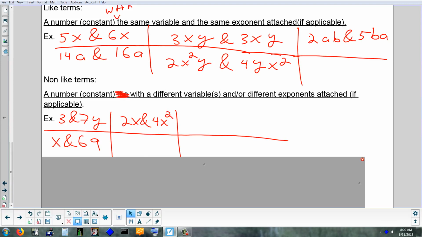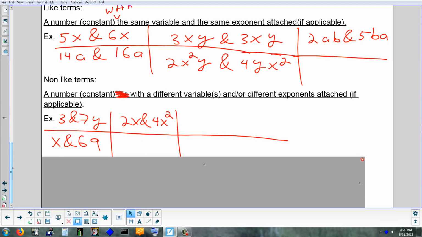I think that pretty much covers it. Okay, so anytime you want to add or subtract, you have to have like terms. Multiplying, that's different. We don't get to that. Dividing, we do that, but much later. So again, when you're combining like terms, you do nothing with the variables, nothing with the exponents.